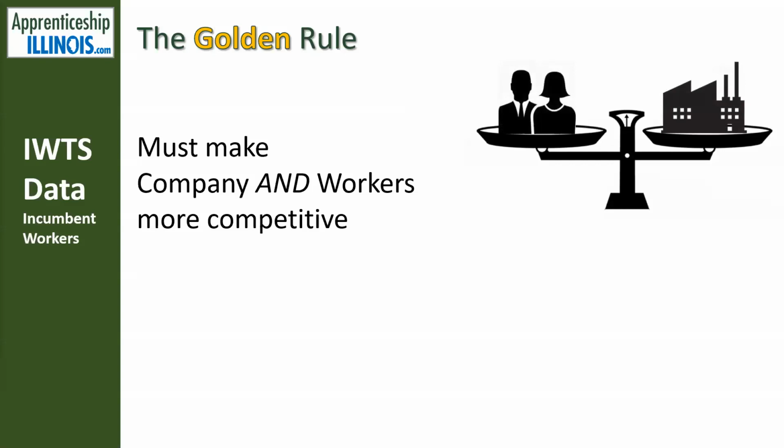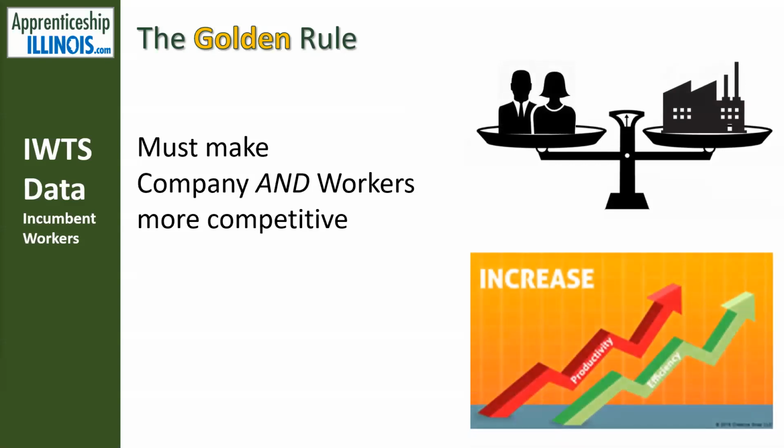Okay, so here's the golden rule. The golden rule is that the training has to make the company and the workers more competitive, and that means through increased productivity, increased efficiency, especially when we're talking about workers, a tangible skill upgrade, okay? So as long as the workers are getting a tangible skill upgrade, and through that, that's going to make the company more competitive, you're solid. So you've got to meet those first 2 basic requirements from the get-go. If you've got that covered, you're in good shape. Okay, next slide.